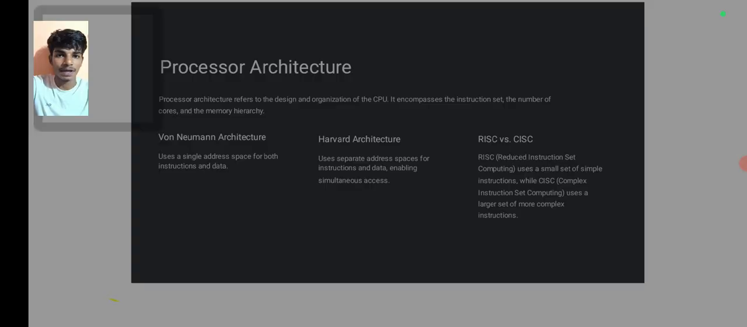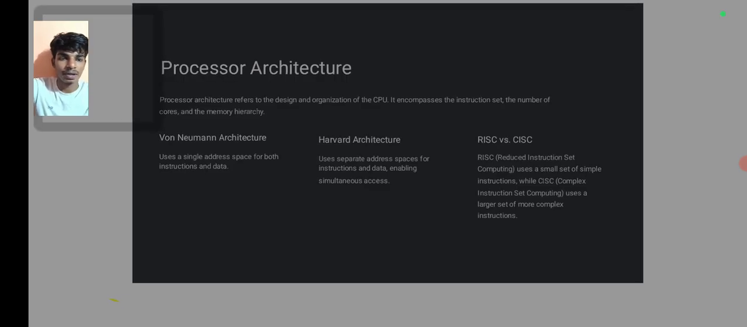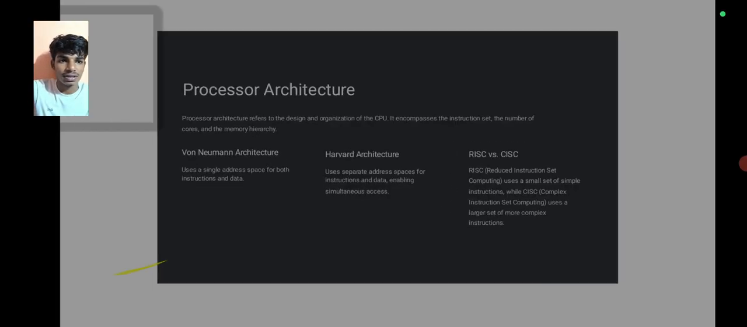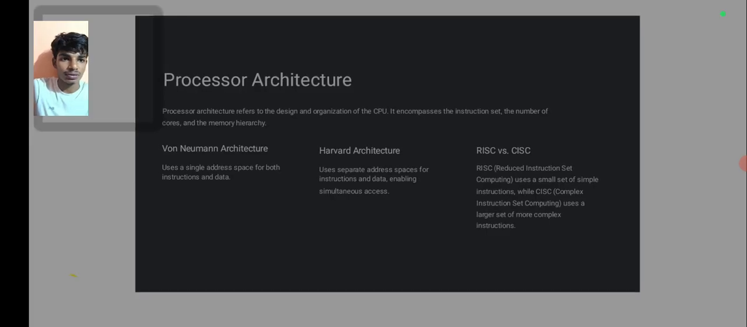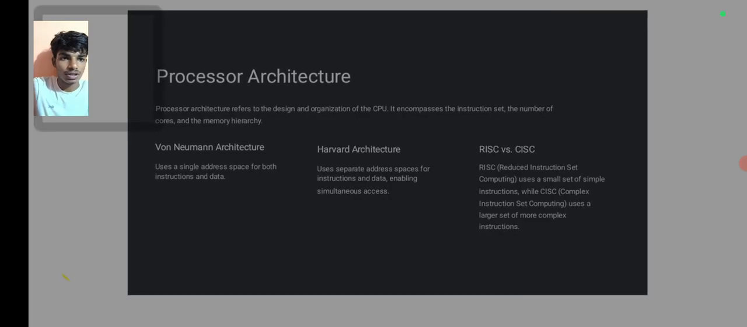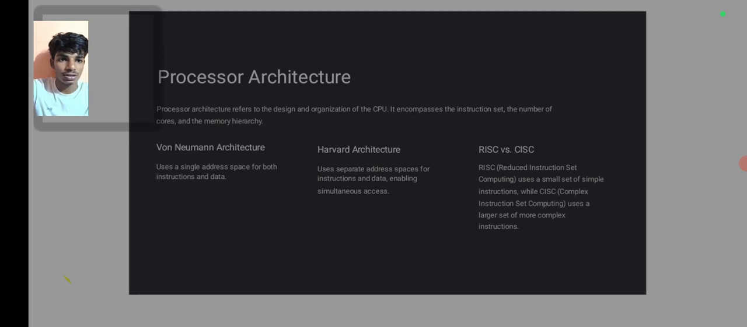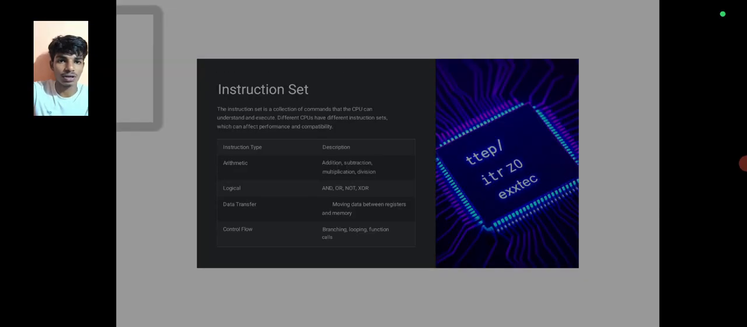The second point we have is Harvard architecture. It uses separate address spaces for instructions and data, enabling simultaneous access. The third we have RISC and CISC. Reduced instruction set computing uses a small set of simple instructions, while CISC, complex instruction set computing, uses a larger set of more complex instructions. This is about the processor architecture.